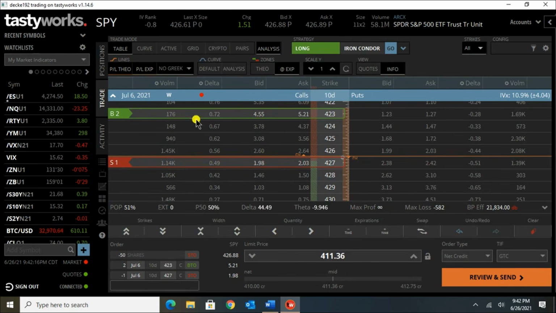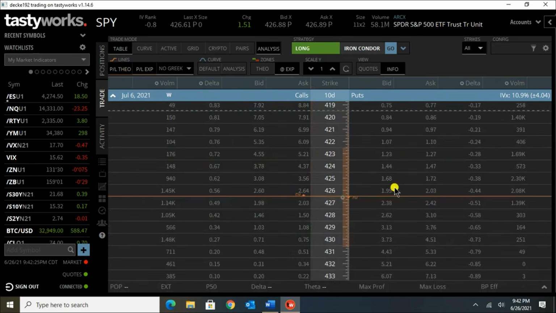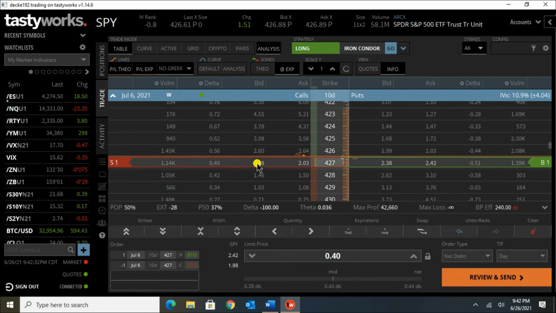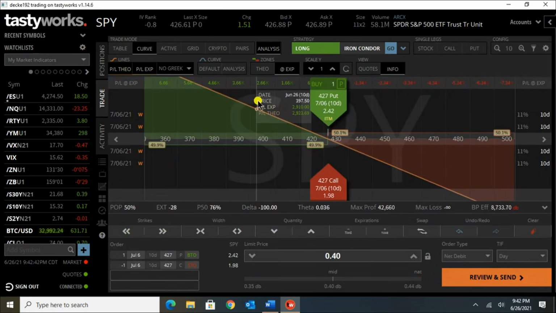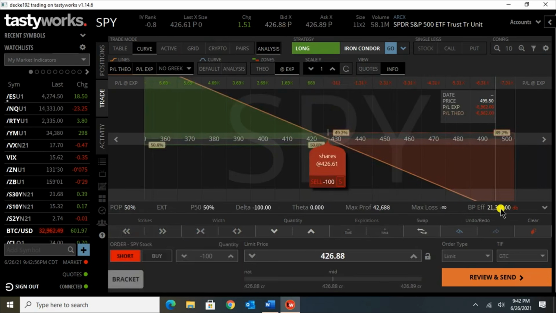So what Tony does is he uses a synthetic option position to get short. So to get short 100 shares of SPY, you can buy the at the money put and sell the at the money call. This gives you 100 delta, and if we look at the risk profile, it's the exact same as shorting 100 shares of SPY. It uses about $8,800 in buying power compared to, if we just short shares, 21,000.